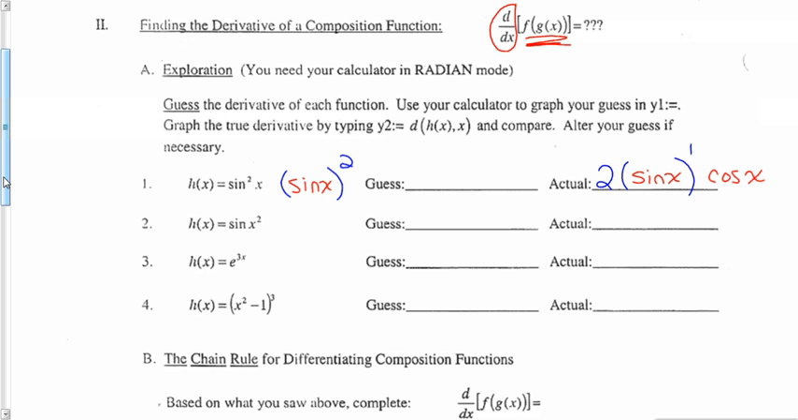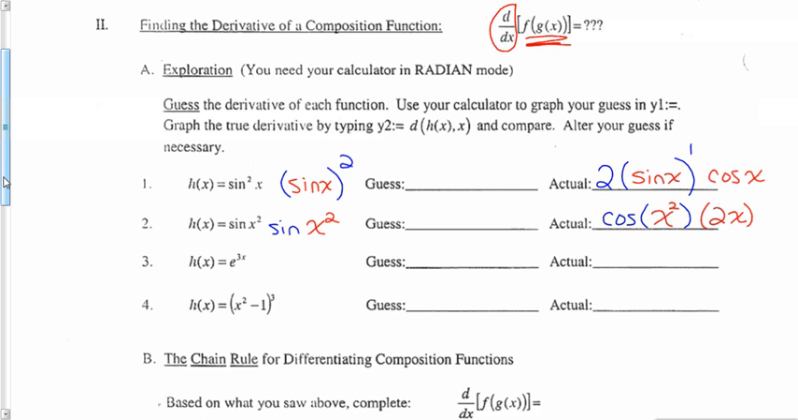In the next one, my inside function is I square x first, and then the outside function is that I take the sine of that. So starting on the outside, the derivative of sine is going to be cosine, and it's cosine of the same thing, exactly what used to be there, which is x squared. Then I'm going to multiply by the derivative of the inside, and the derivative of the inside is 2x.